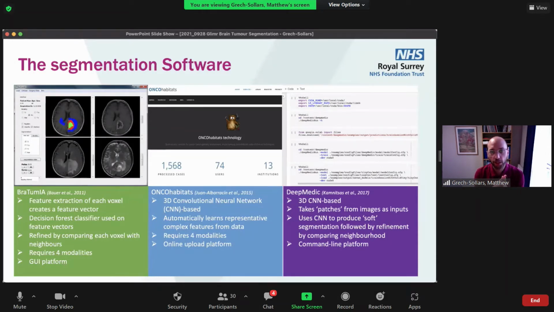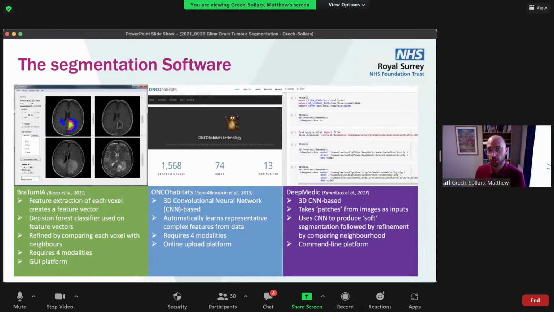OncoHabitats is an online tool, or at least was an online tool at the time of the analysis, which meant that we had to upload the data online and then you get back your results. And one of the reasons, in fact, why we couldn't analyze the clinical data set on OncoHabitats was that we did not have the ethics to upload the data set. So essentially, we were unable to use the software for clinical purposes.